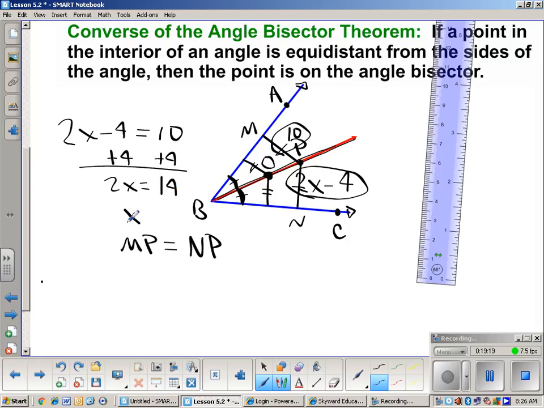So awesome job, those of you who were shouting out 7. Okay, x is 7, that's correct.